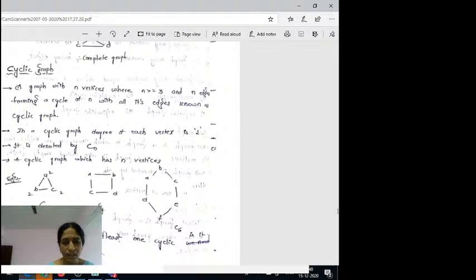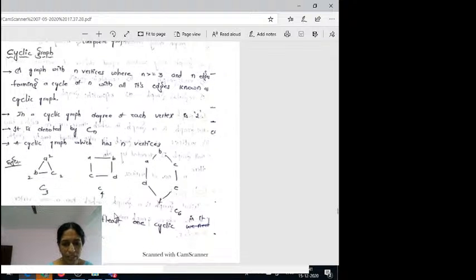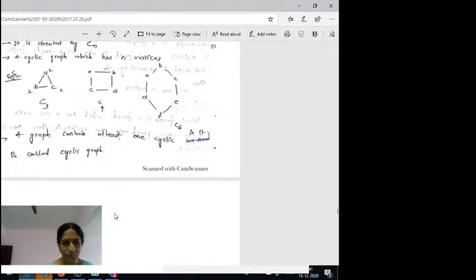And how is it denoted? That means Cn. Here n is nothing but the number of vertices. A cycle graph which has n vertices automatically has n edges. So a graph containing at least one cycle is called a cycle graph. Suppose from here to here also the graph has some cycle. A to C, C to D, and this is also a cycle. So some cycle is there. At least one cycle must definitely be there.